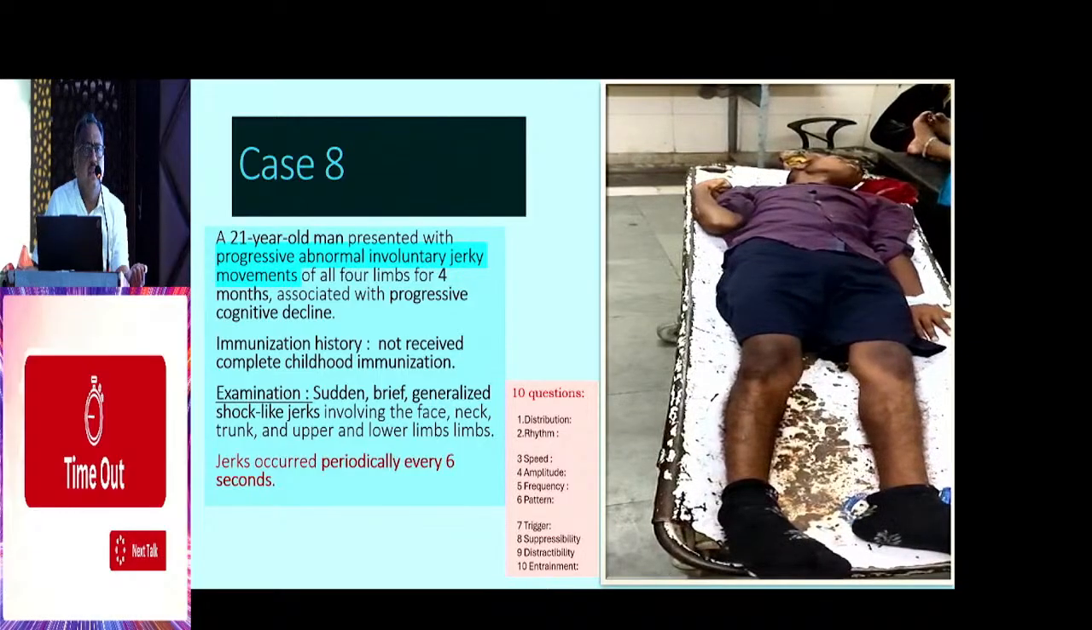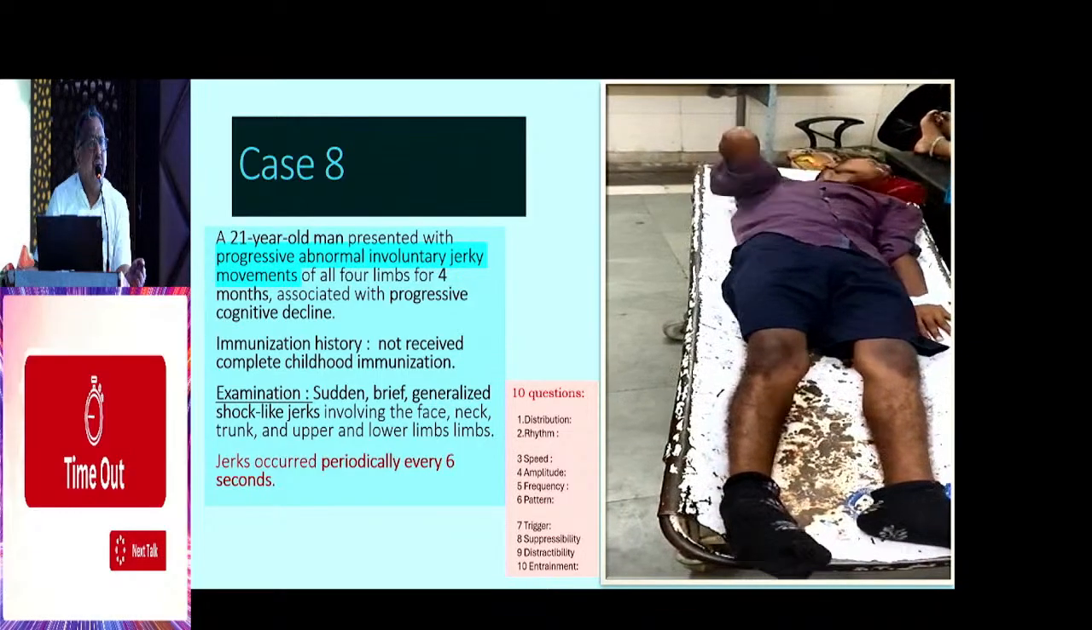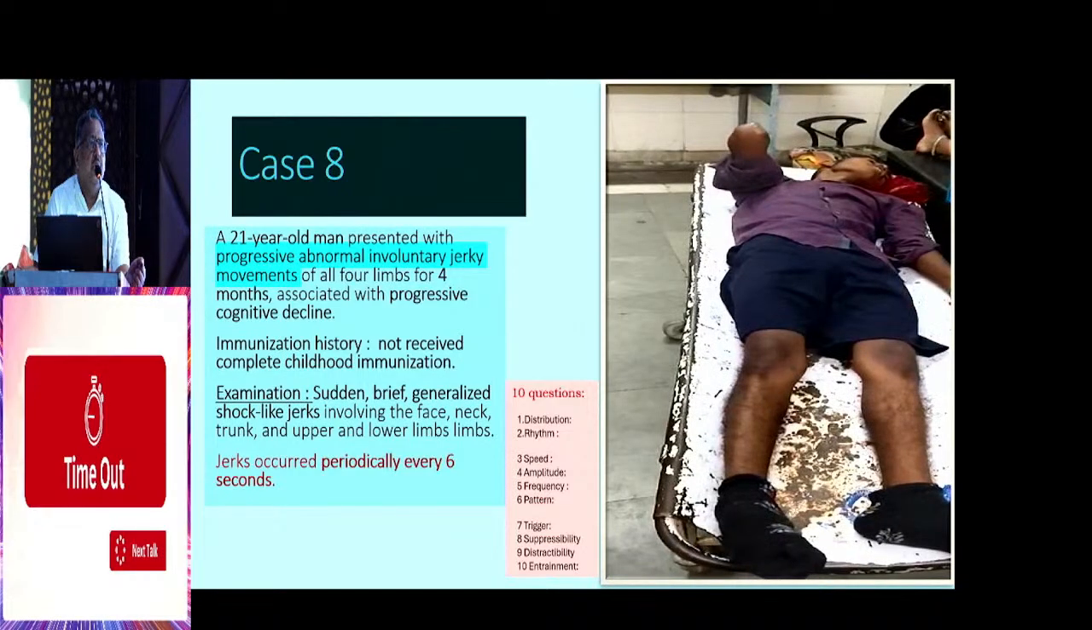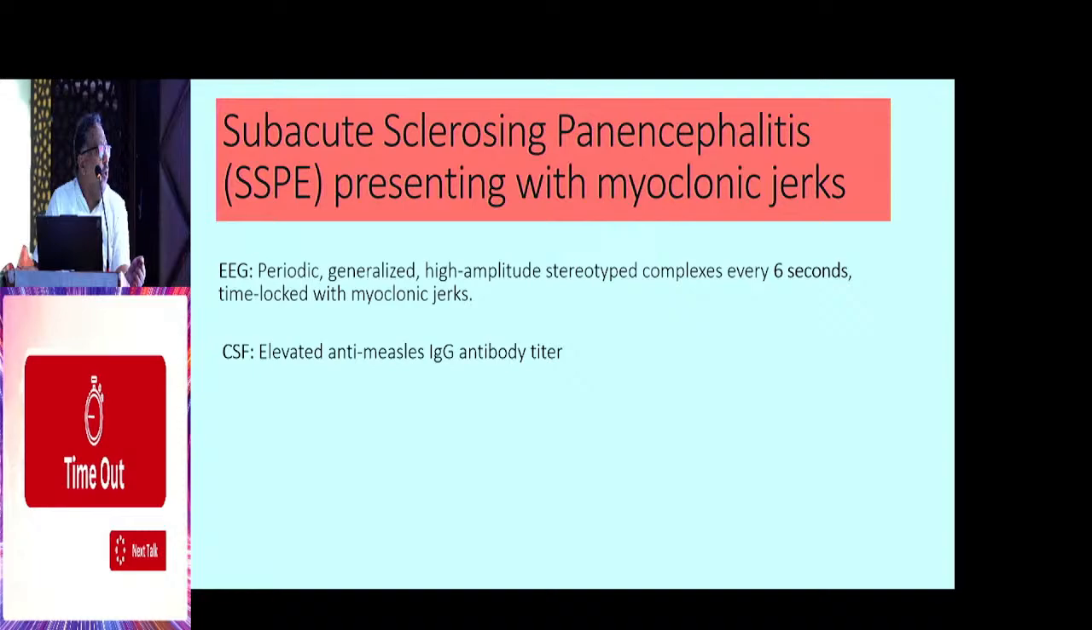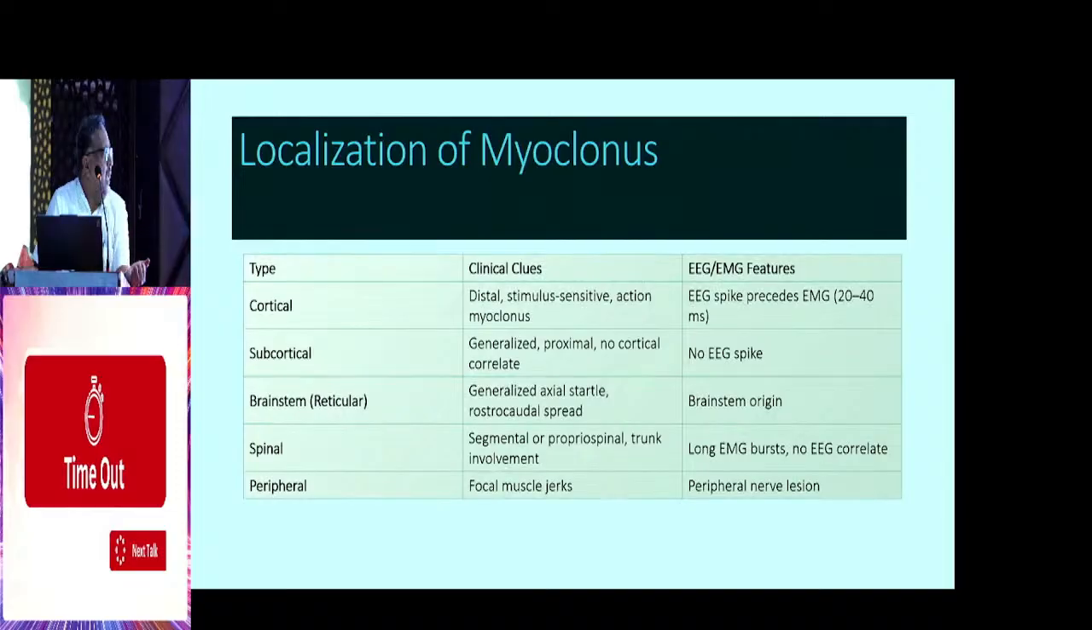Yes. If periodic myoclonic jerk is present, then diagnosis is SSPE. It is because of poor immunization for measles. So SSPE is diagnosed on the basis of EEG: periodic generalized high amplitude stereotyped complex every 6 seconds time-locked with myoclonic jerk. And CSF elevated anti-measles antibody titer is positive. So diagnosis made: SSPE, subacute sclerosing panencephalitis. Next. So localization of myoclonus, just show the video, leave the discussion.